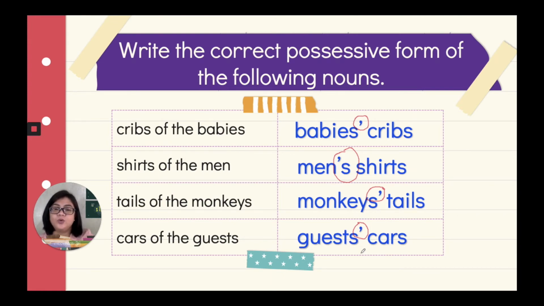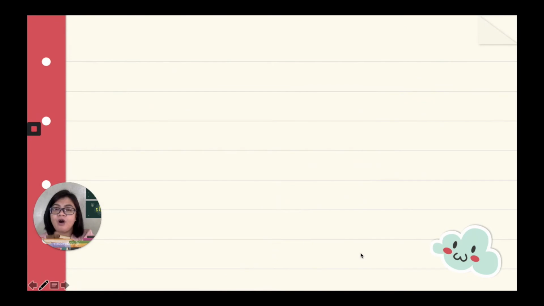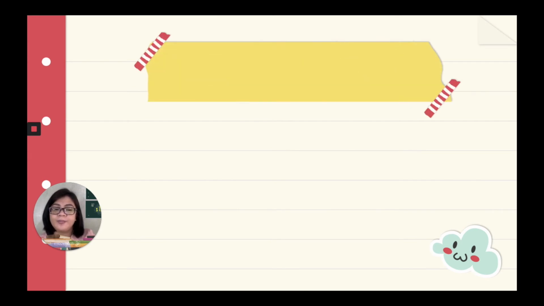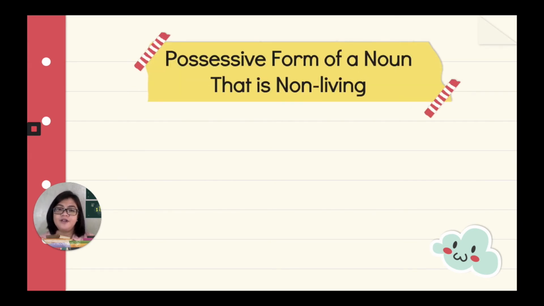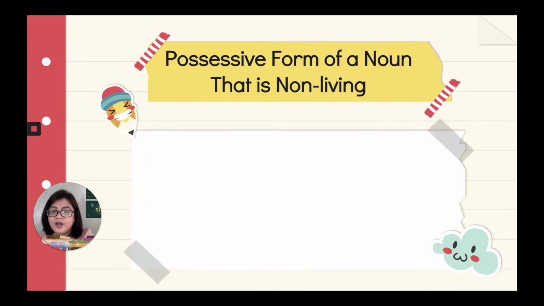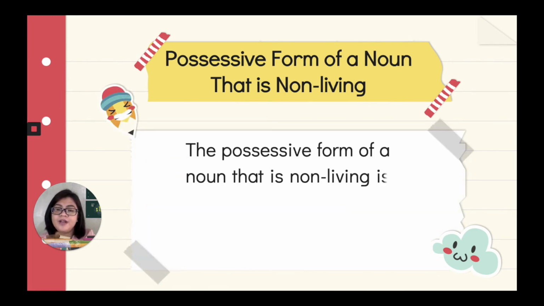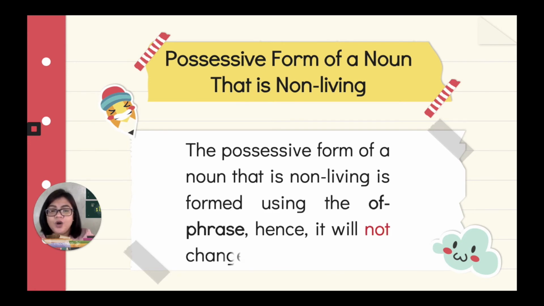Now let's go to another type of possessive form, or another way of changing noun phrases to possessive form. So, the possessive form of a noun that is non-living. It means non-living things. Okay? The possessive form of a noun that is non-living is formed using the of phrase, hence it will not change. So this is the easiest one because you will just copy what is given in the worksheet or in the activity for you.